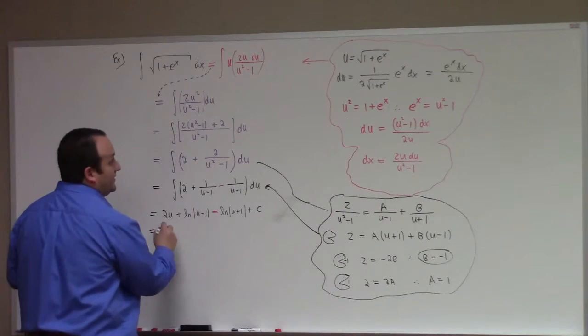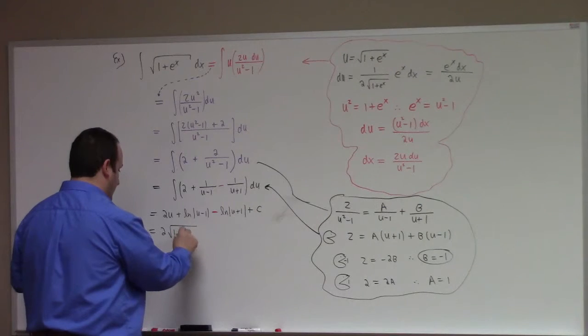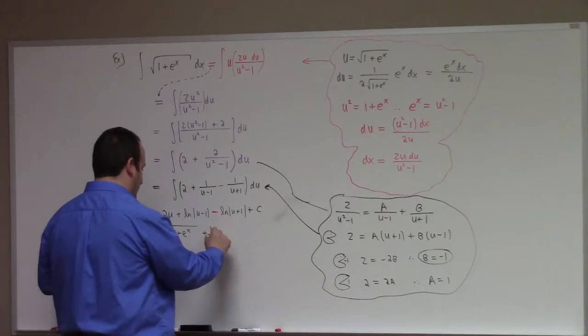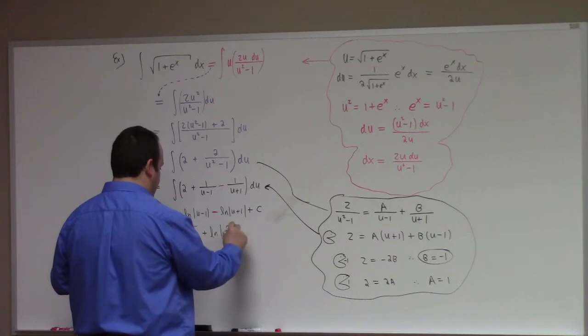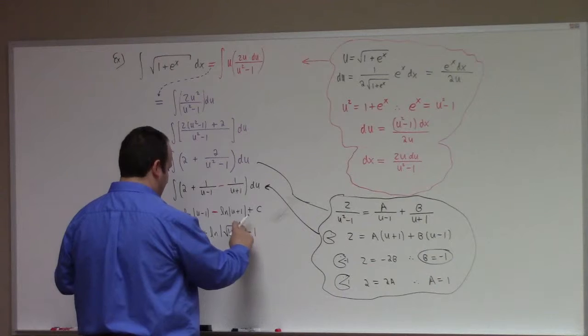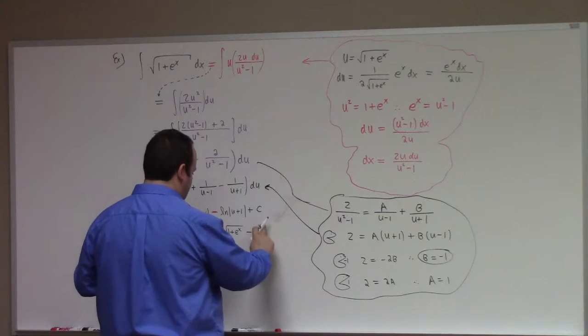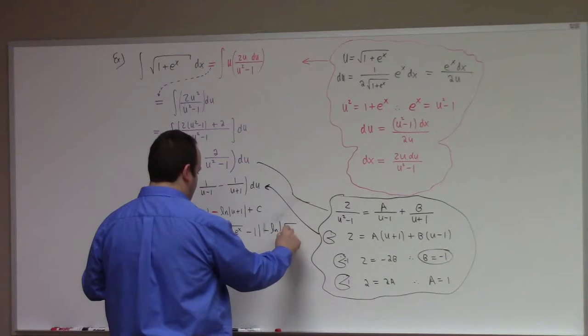So what you're looking at here is twice the square root of 1 plus e to the x plus the natural log of the absolute value of square root of 1 plus e to the x minus 1 minus the natural log of the absolute value of square root of 1 plus e to the x.